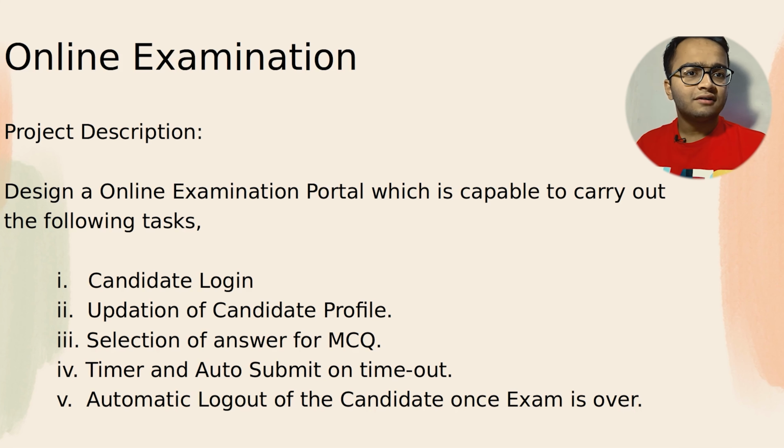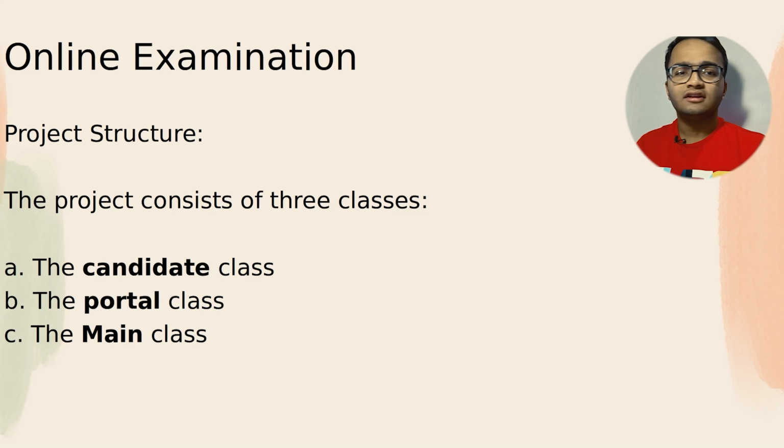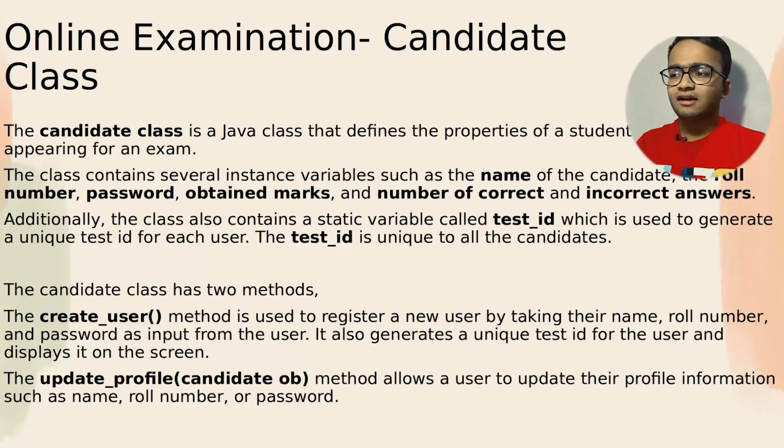Okay, now let's see what classes we have in this project. This project consists of mainly three classes: the candidate class, the portal class, and the main class. The candidate class has properties like the candidate name, the roll number, the obtained marks, the number of correct responses, and the number of incorrect responses. Apart from this, the candidate class will also consist of a test ID, which is a unique test ID for a candidate. The test ID will be generated by the system each time a candidate profile is created.